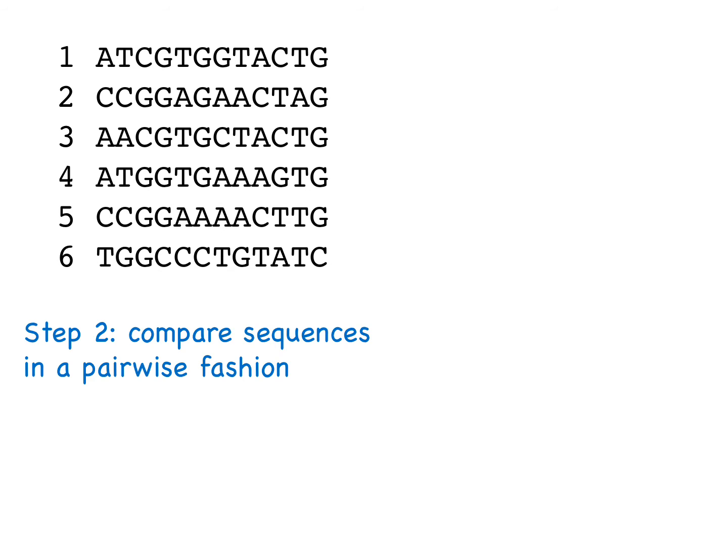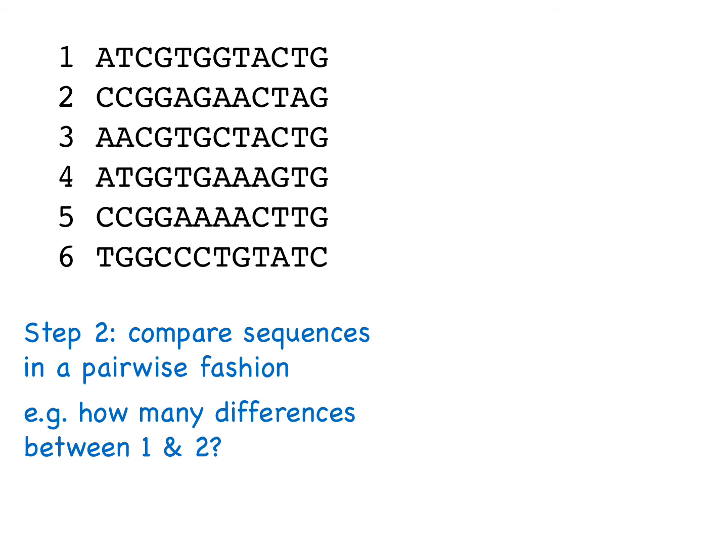So for example, let's compare the sequences of number 1 and number 2. And we'll ask ourselves, how many differences are there between them? Okay? So how many differences between sequence 1 and 2? And now I'll highlight those differences. Okay, so if we count these all up, I think that there's 9 differences between sequence 1 and 2. So the differences, again, are highlighted, not the similarities.